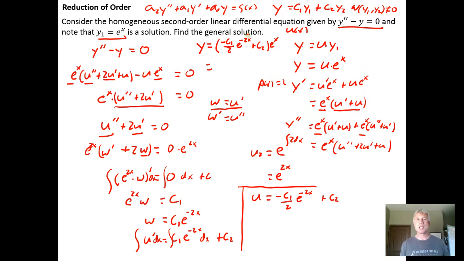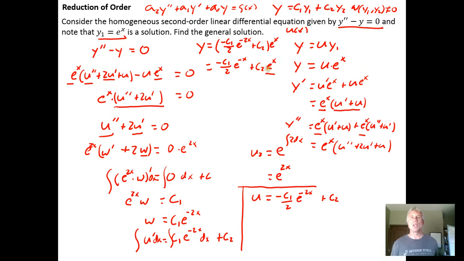I distribute the e to the x into the parentheses. I'm going to get negative c sub 1 over 2 times e to the negative x plus c sub 2 times e to the x. And what I'm going to notice is that e to the x, which is a solution, is showing up right here. So remember that if you have a solution, you can choose any value for the constant. So I can let c sub 2 equal 0 and c sub 1 equal negative 2, then I'm going to get that e to the negative x is also a solution.